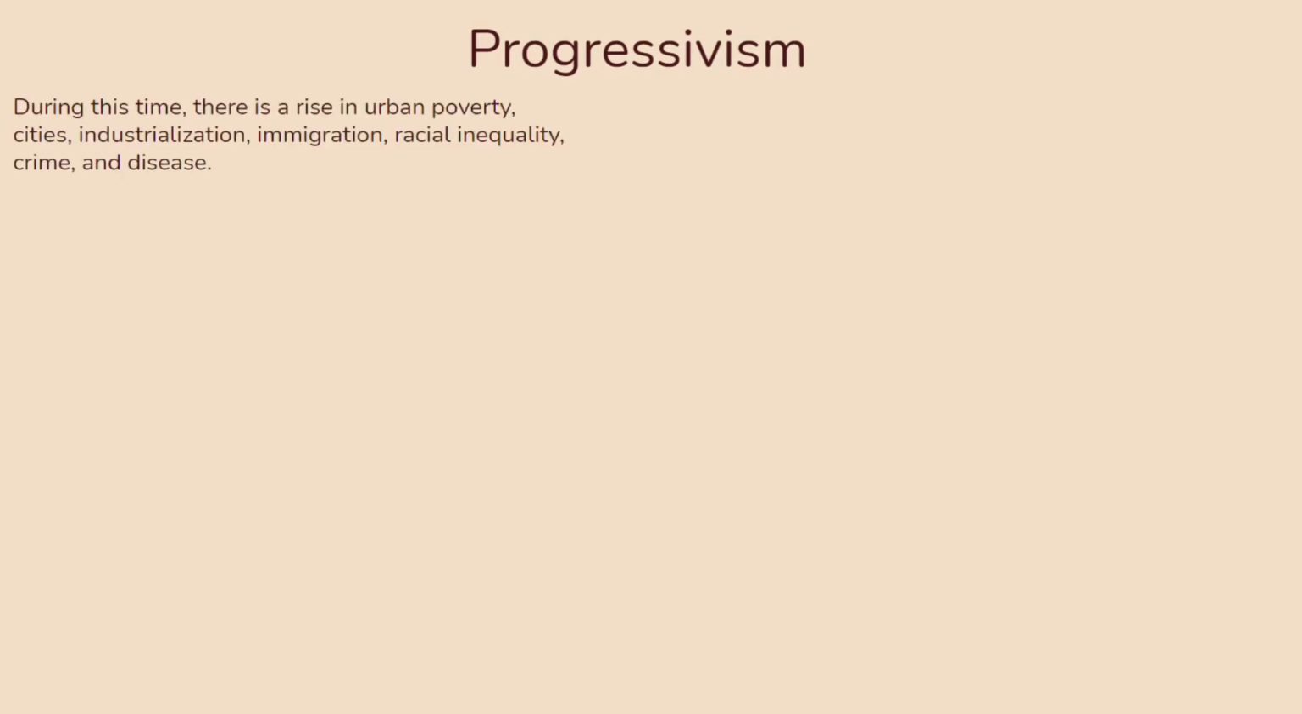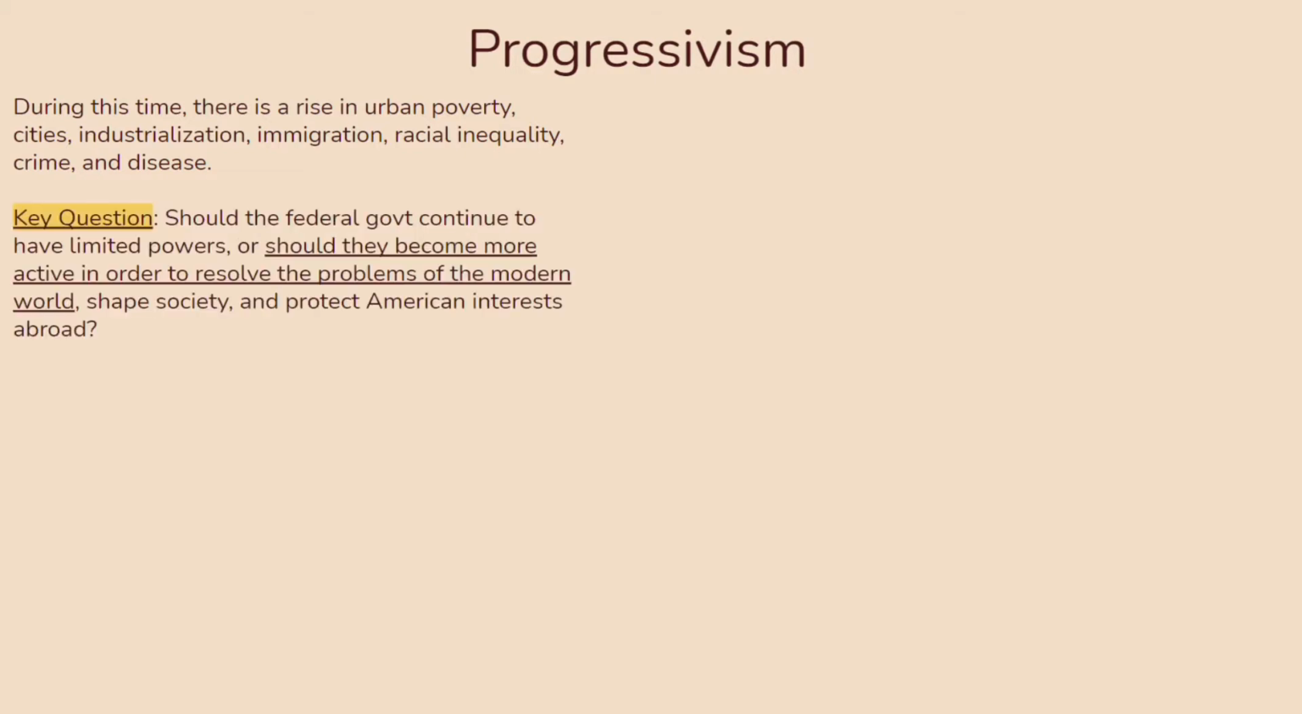So to start off, let's talk about progressivism, what it is as a movement, what it stood for, who was behind it, all of that. And really you should note that during this time, with the rise of progressivism, there is also a rise in urban poverty, cities, industrialization, immigration, racial inequality, crime, and disease. So as we see this rise in the progressivist movement, the world is not doing so well, or at least the US is not doing so well.